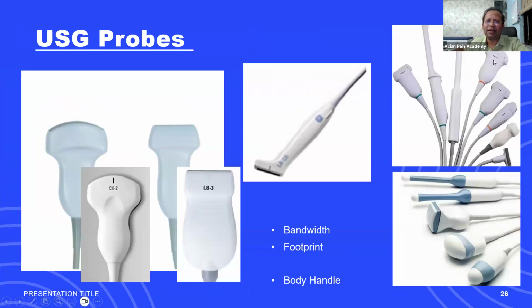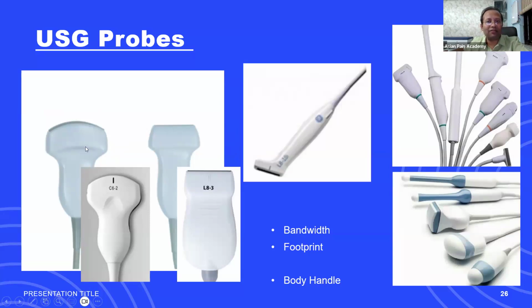So there are multiple types of probes. But as pain physicians, for musculoskeletal ultrasound, we are more interested in the linear probe and the curvilinear probe. In the linear probe, of course, sometimes the bandwidth is written and sometimes it is not. Nowadays we are getting broadband probes which have a big range, from say 3 to 17 megahertz. This is a hockey stick probe, this is a linear probe, this is your curvilinear probe.